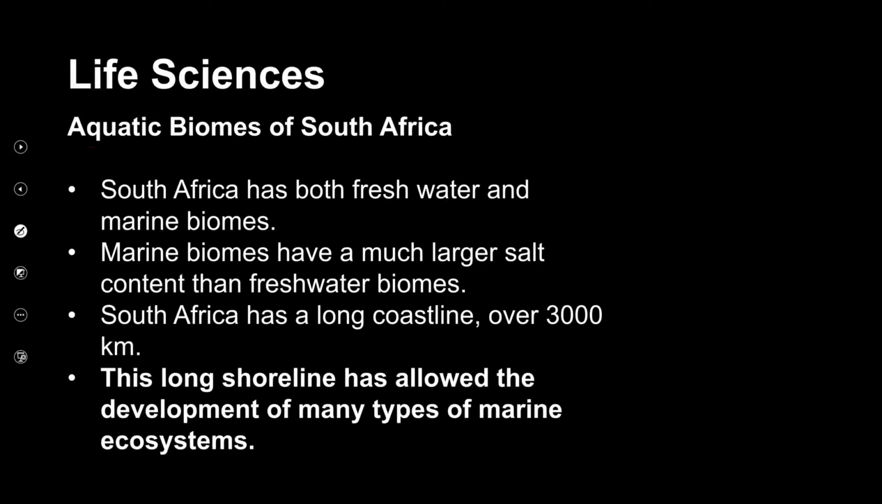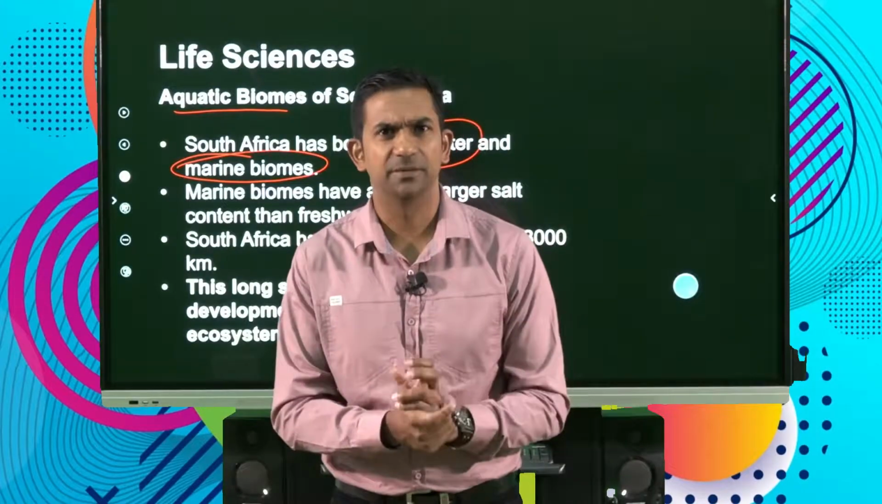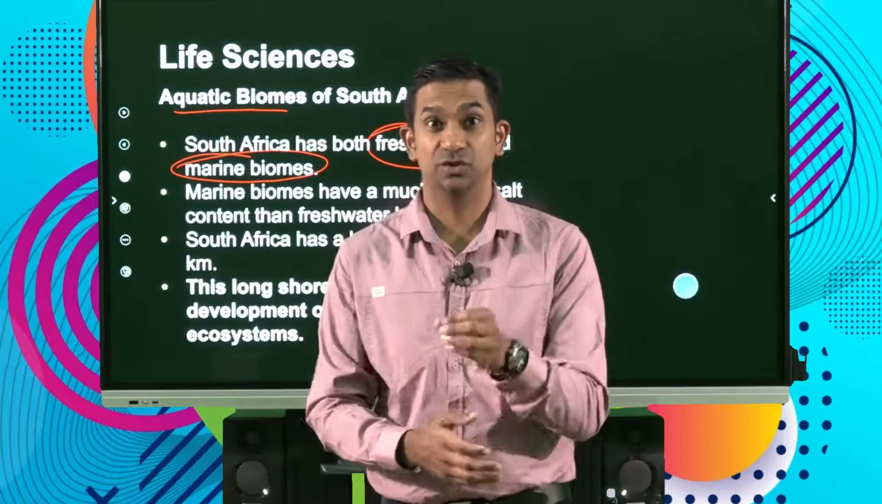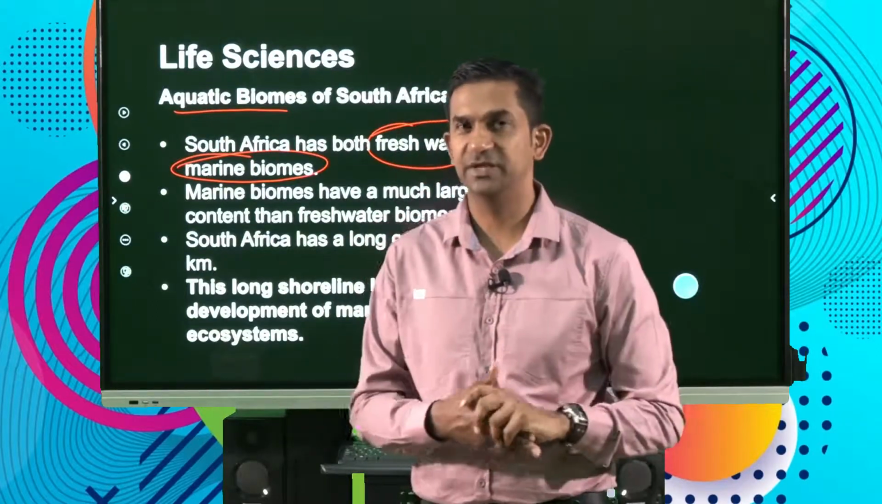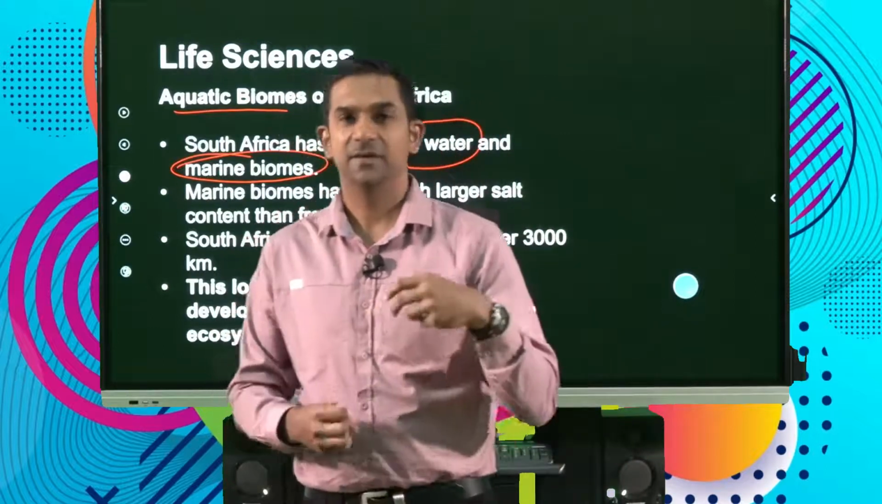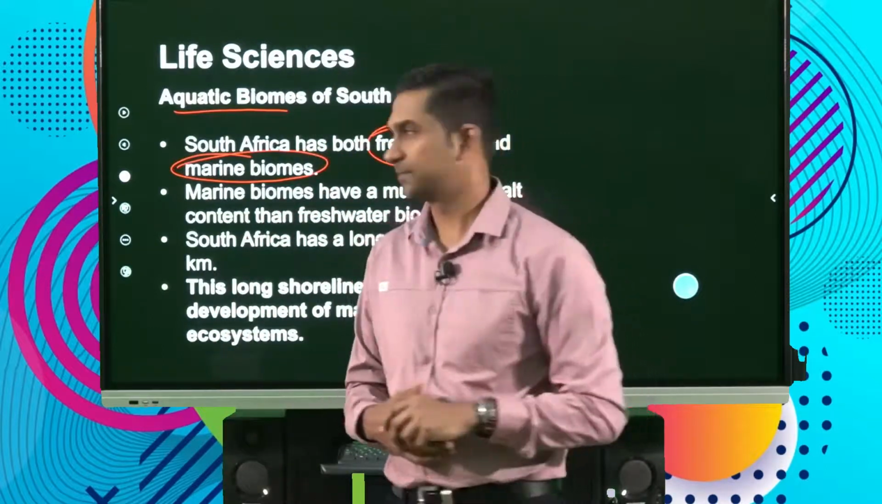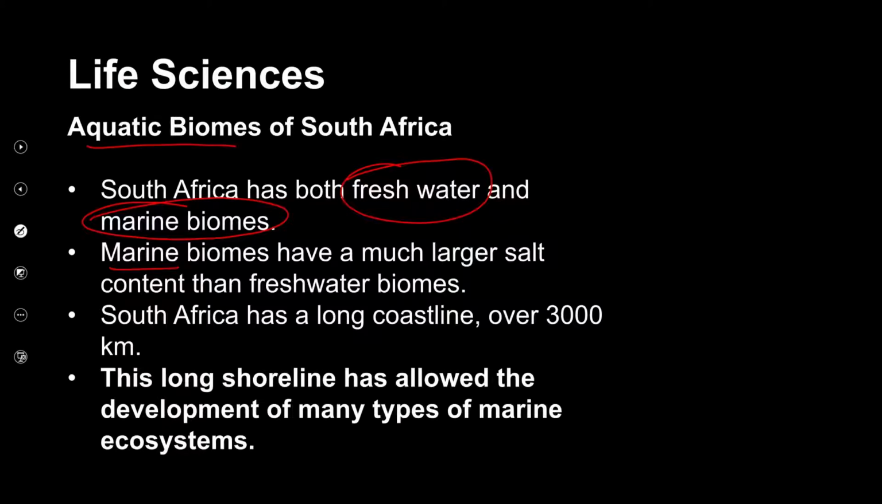So guys, when we look at the aquatic biomes in South Africa, we've got to recognize we have freshwater biomes and marine water biomes. So what is it that we mean when we refer to a freshwater biome? Think of all those water bodies that do not have salt. And if we talk about the marine biomes, we're referring to those biomes that have a presence of salt in the water. So your marine biomes are much larger in terms of area, and they have a large salt content when compared to your freshwater biomes.